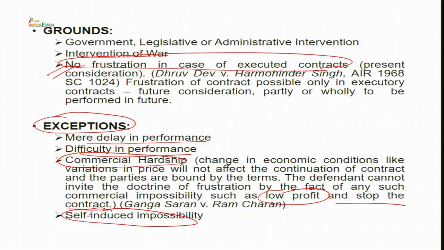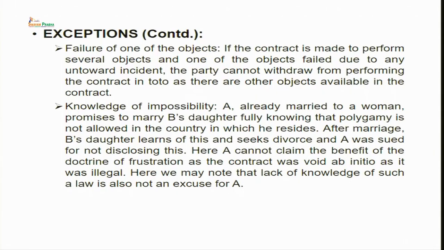Self-induced impossibility, we have already gone through it, what self-induced impossibility is about. Now, the other two exceptions, if I may highlight: failure of one of the objects. If the contract is made to perform several objects, that is, if I have entered into a contract with you and I have hired you for performing certain categories of jobs for me, right? Not just one particular job, but certain categories of jobs I have contracted you to do for me.